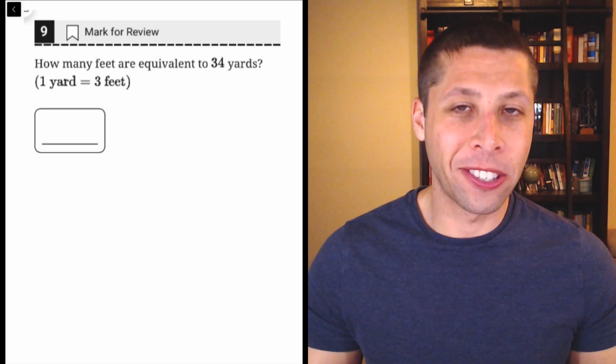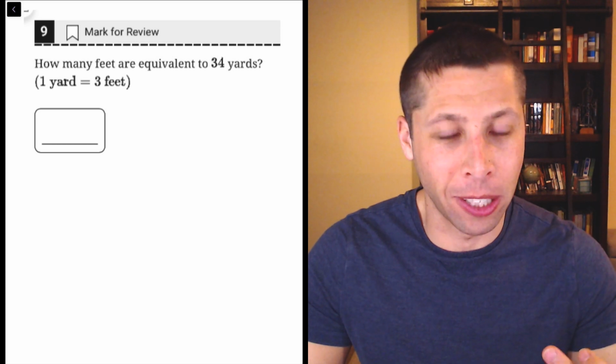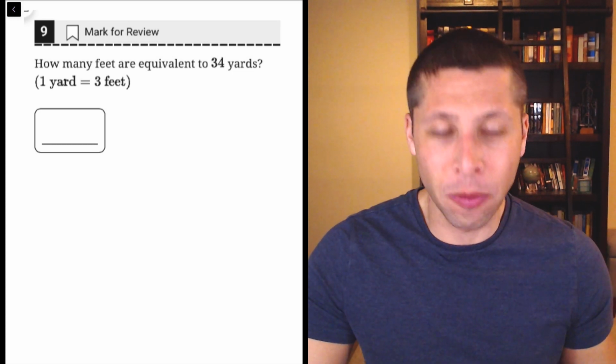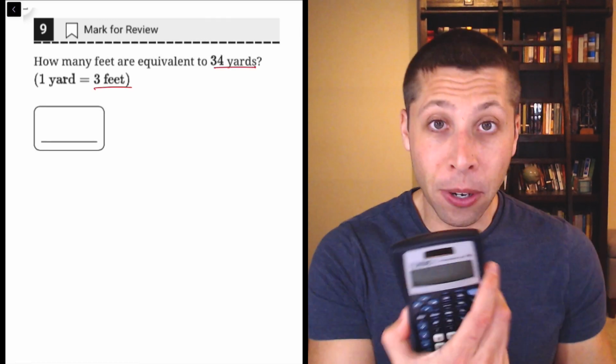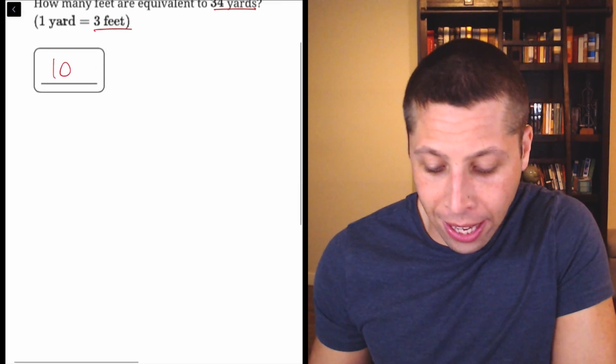I know in this test I've already said multiple times how to solve unit conversion questions in case they get really hard, but they don't seem to be getting really hard. This is really simple. Most of you are just going to multiply 34 yards by 3 feet. Grab your calculator, use Desmos. 34 times 3 is 102. That is the answer.